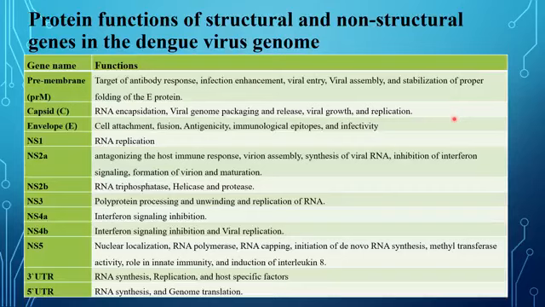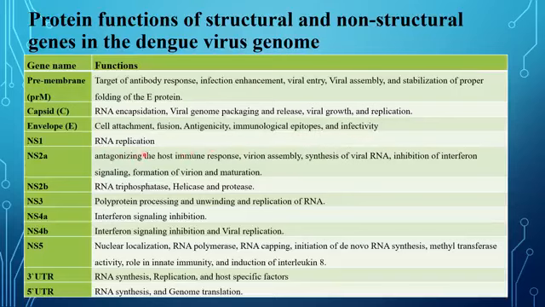For example, the pre-membrane protein PRM is the target of the antibody response. It helps in infection enhancement, viral entry, viral assembly, and stabilization of proper folding of the E proteins. The capsid protein helps in RNA encapsulation, viral packaging and release, and viral growth and replication. The envelope protein helps in cell attachment, fusion, antigenicity, immunological epitope, and infectivity.